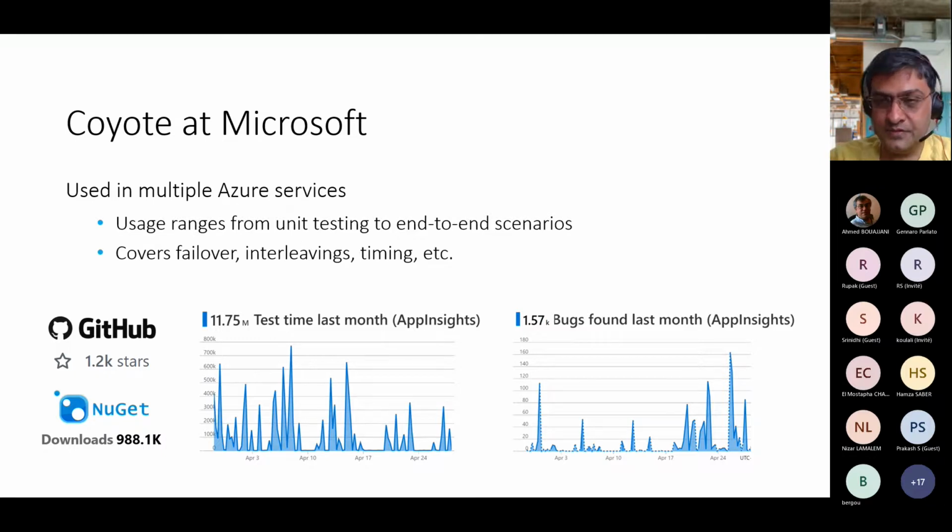It's used for testing all kinds of distributed systems issues. It's used for unit testing as well as testing end-to-end scenarios of services. These graphs here are a rough account of the usage that we see in Coyote today. Basically, every time anyone runs Coyote, we collect a little bit of telemetry from that use to record how long Coyote was run for, how many bugs it found, and so forth. So this is just a snapshot of that, showing that about 11 million seconds of testing is performed per month using Coyote, and it finds 1,500 bugs or so.